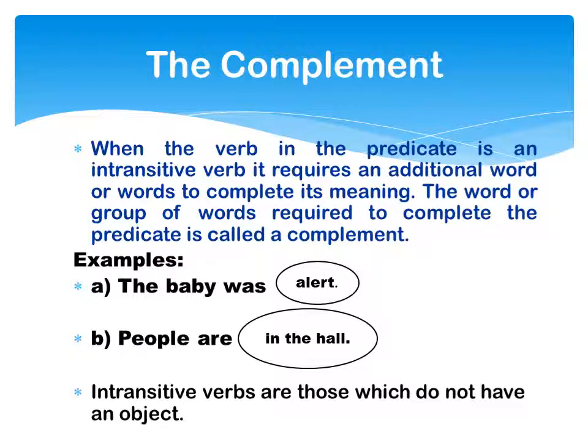The complement. When the verb in the predicate is an intransitive verb, it requires an additional word or words to complete its meaning. The word or group of words required to complete the predicate is called a complement. Examples: The baby was alert. People are in the hall. You can see here the circled words alert, in the hall, that is known as complement.